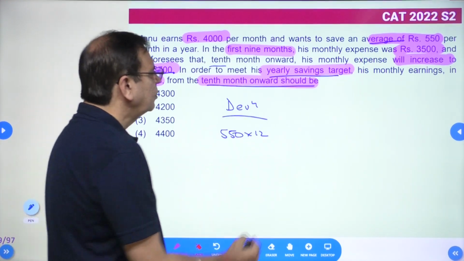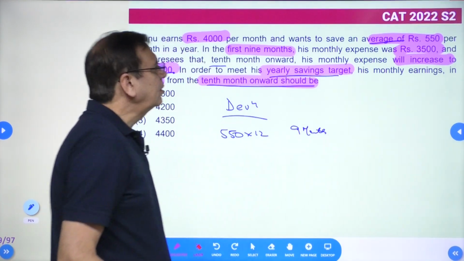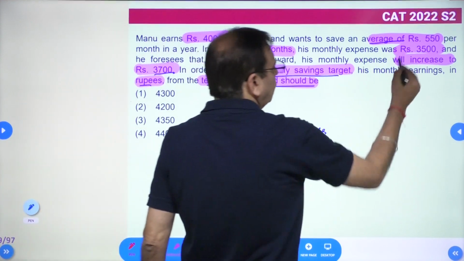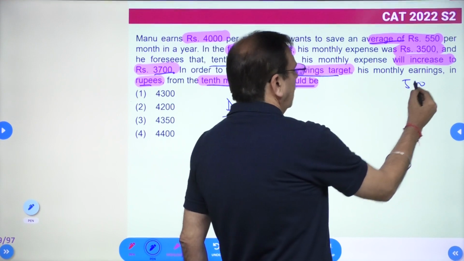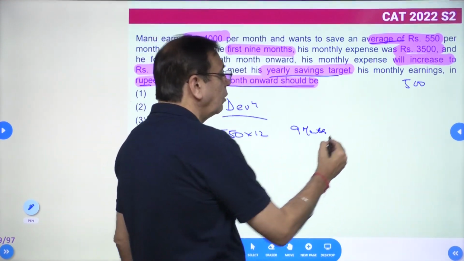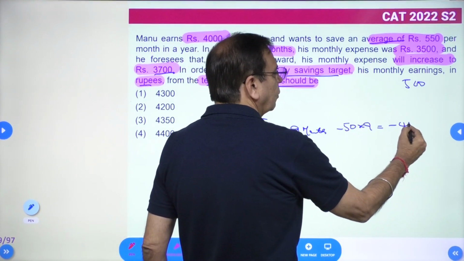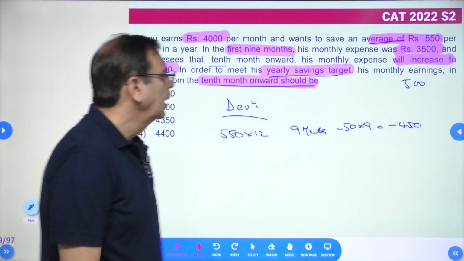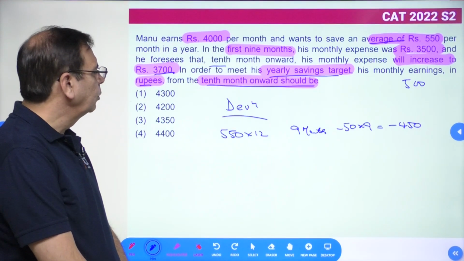What is happening in the first 9 months? In the first 9 months, his saving is not 550 but 500. First 9 months, he is saving 500 rupees. That means कितना shortfall है? 50 रुपया. He has a shortfall of minus 50 into 9. So he has a shortfall of minus 450 in all. In the first 9 months, he is short by 450 rupees.